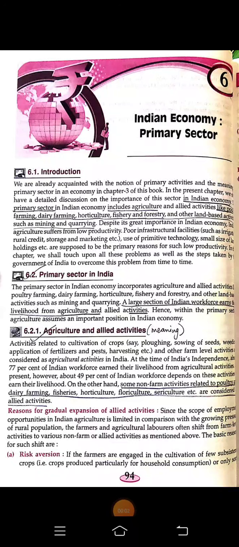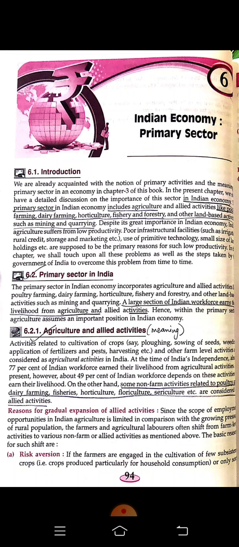Chapter number 6 from your economics book of grade 9, and the name of the chapter is Indian Economy, Primary Sector. We have already come across the terms primary sector, secondary sector and tertiary sector. Primary sector includes the agricultural sector. Now, in the Indian economy, primary sector includes agriculture like poultry farming, dairy farming, horticulture, then fishery and forestry and other land-based activities such as mining. All these come under the primary sector.